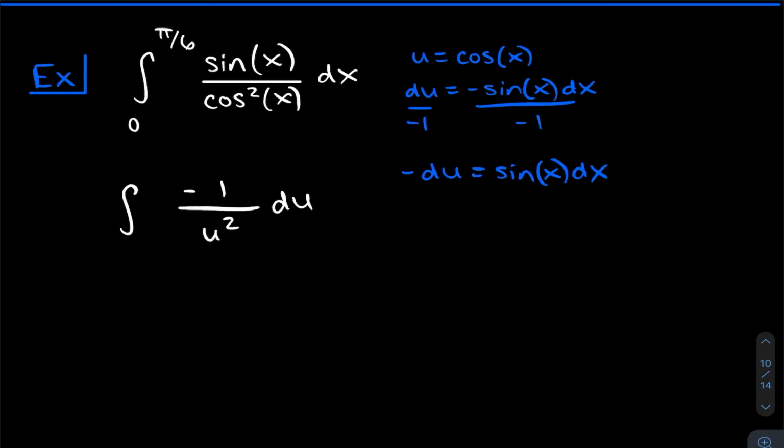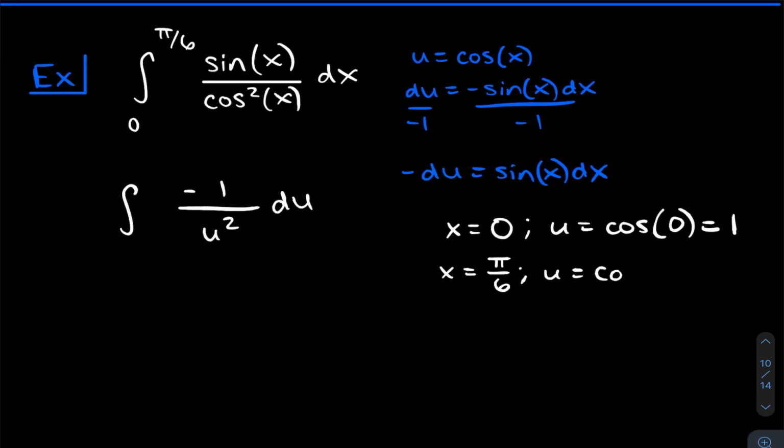So now we work on the bounds here. When x is 0, u is going to be cosine of 0, which is 1. When x is pi over 6, u is going to be the cosine of pi over 6. Cosine of pi over 6 is cosine of 30, and so that is rad 3 over 2. So you're going to have an integral from 1 to rad 3 over 2. Awesome. So now we're going to integrate here.